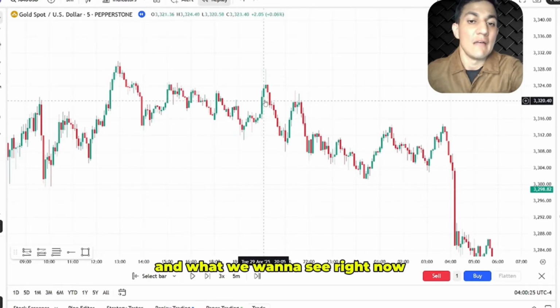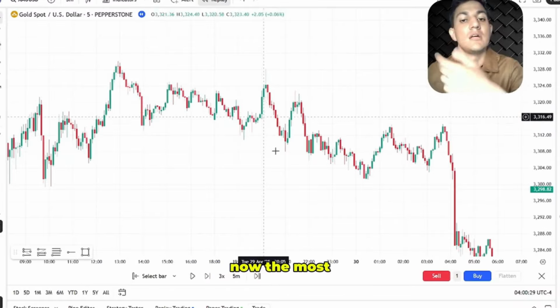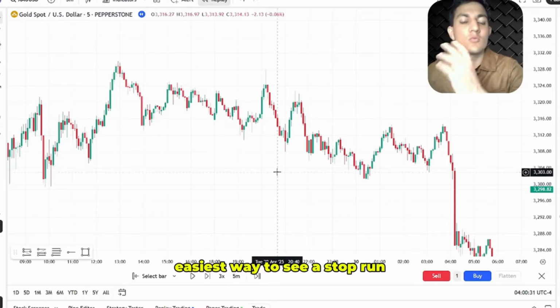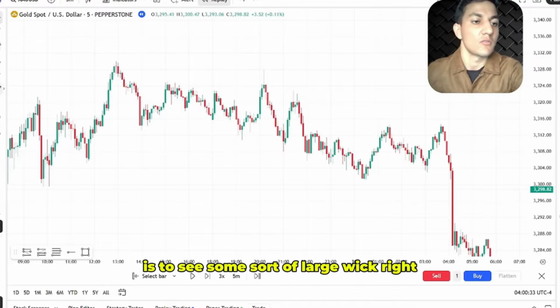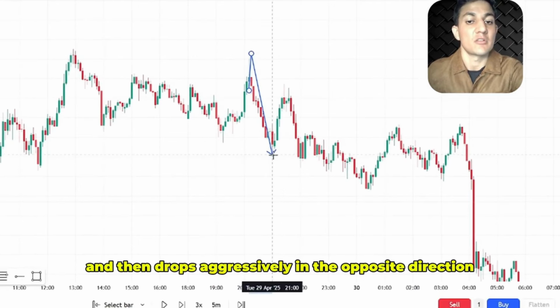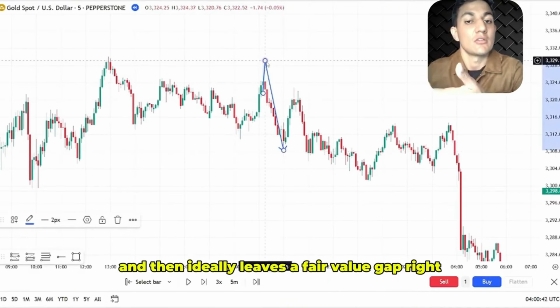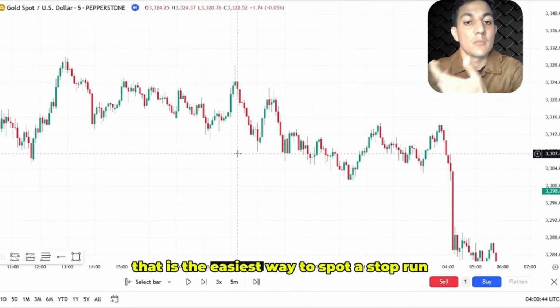But anyway, don't worry, if you trade Asia, you can get some excellent moves in gold. And what we want to see, now that we've got our key time of day, is a stop run. Now, the easiest way to see a stop run is to see some sort of large wick that just pokes up randomly and then drops aggressively in the opposite direction. And then ideally leaves a fair value gap, right? That is the easiest way to spot a stop run.